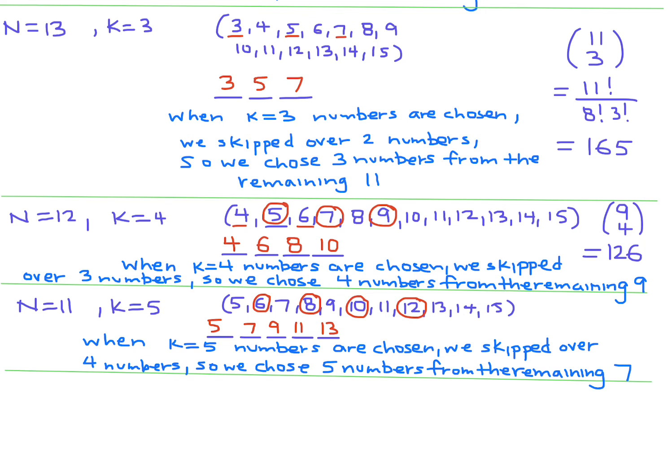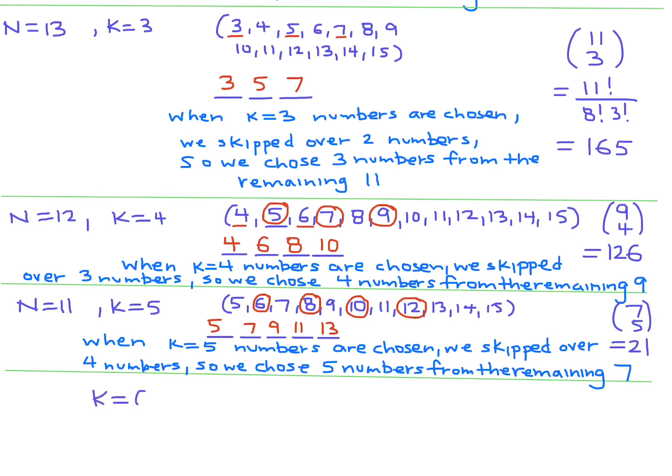So when k equals 5, we chose, of course, 5 numbers this time for our set. And we skipped over 4 numbers, 6, 8, 10, and 12. So essentially what we did was we chose 5 numbers from the remaining 7. And those 7 numbers were 5, 7, 9, 11, 13, 14, 15. So mathematically that means from 7 choose 5. And that is equal to 21.